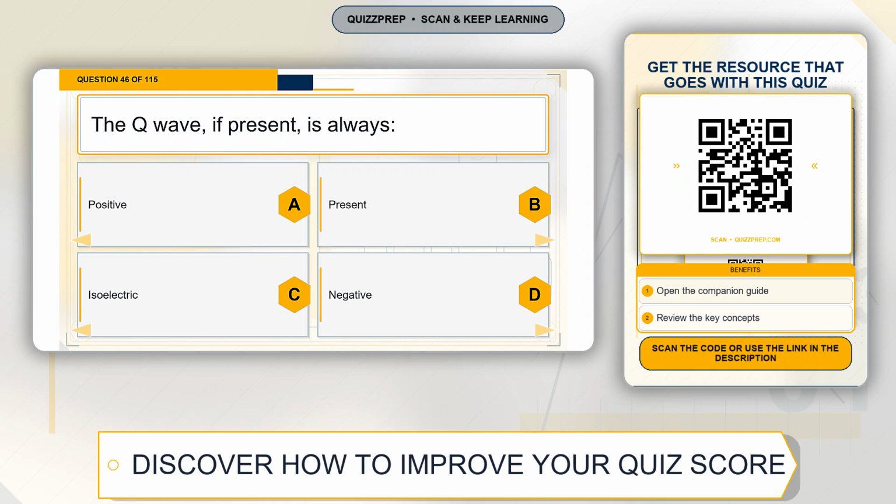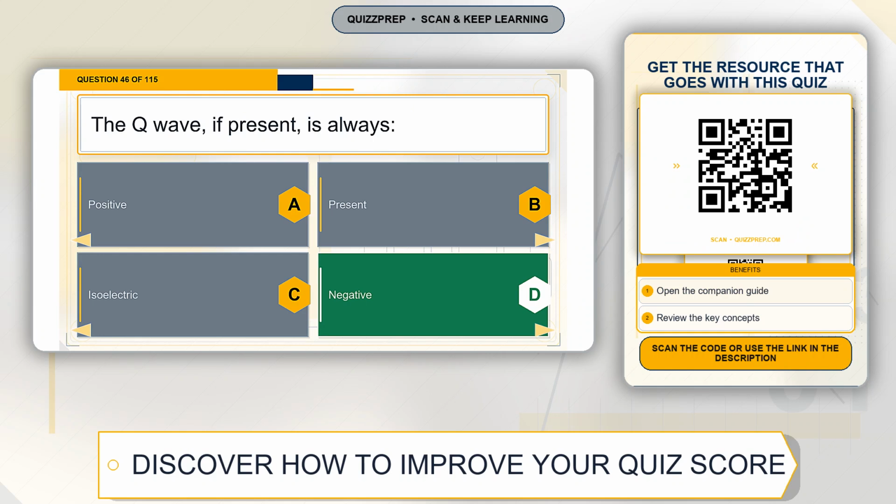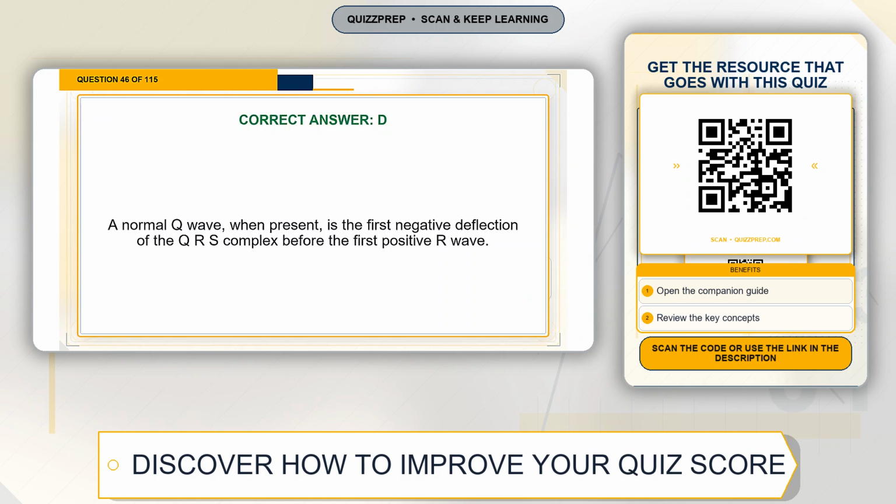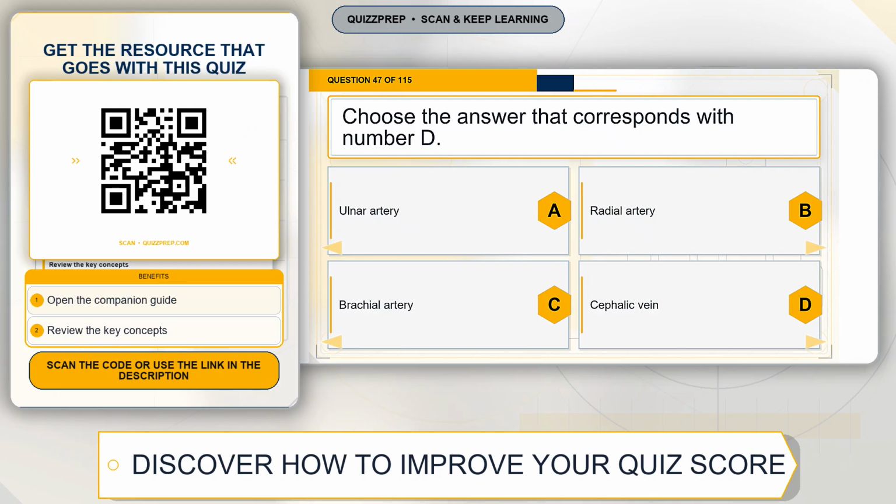Question 46. The Q wave, if present, is always: Option A, positive. Option B, present. Option C, isoelectric. Option D, negative. The correct answer is option D, negative. Explanation. A normal Q wave, when present, is the first negative deflection of the QRS complex before the first positive R wave.